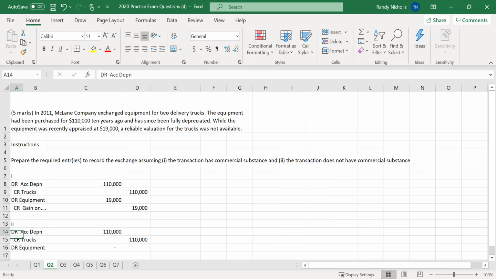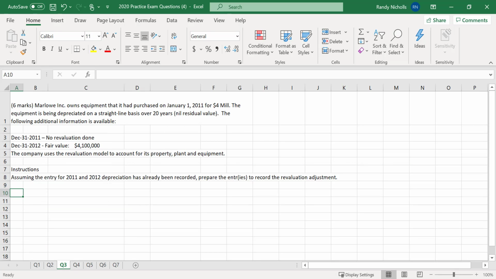Okay, so I think the key thing is to get out of that. That's always your starting point when you record a disposal. We didn't have cash in this one. If we had cash, we would have thrown that in, and then we can record our gain if it's got commercial substance and not if it doesn't.